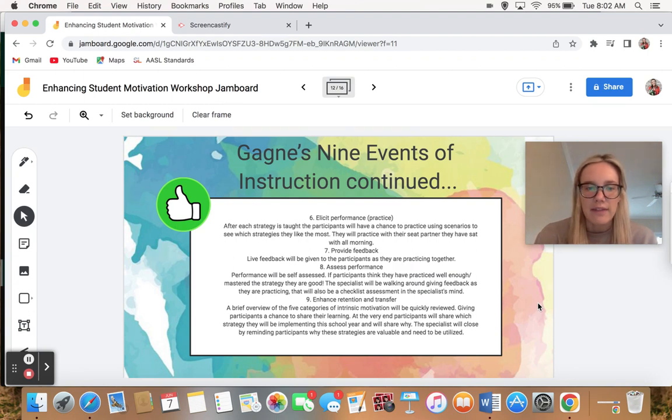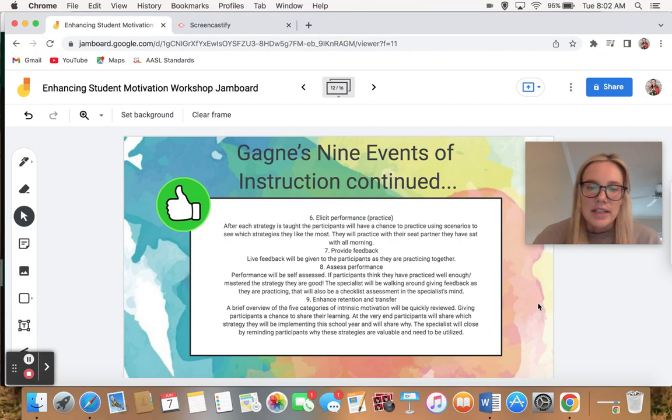Number 7, providing feedback. Live feedback is going to be given to participants as they're working together. The specialist is going to be walking around, making sure that everybody's doing what they're supposed to be doing, and making sure to answer any questions that they might have.